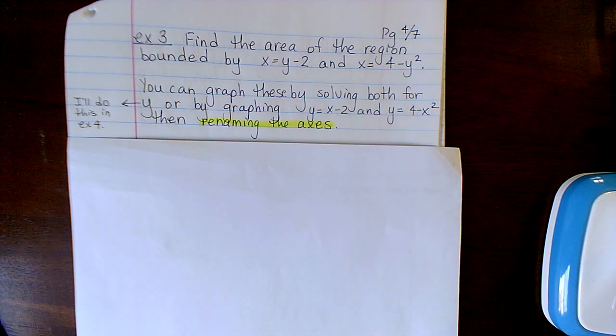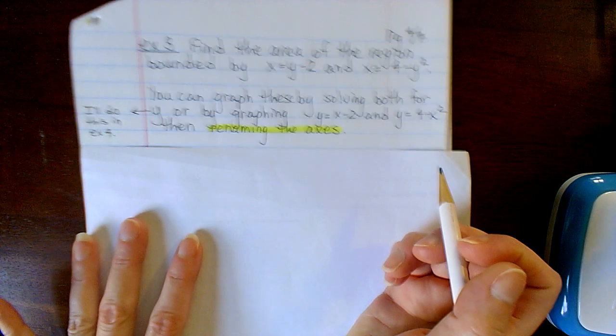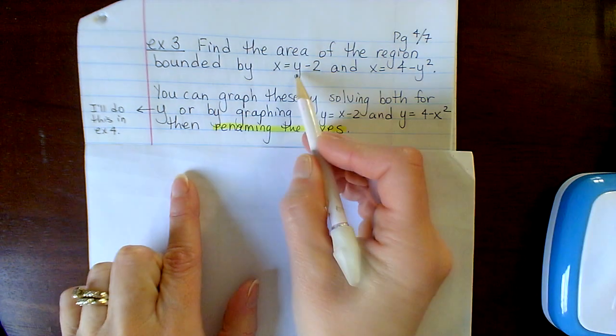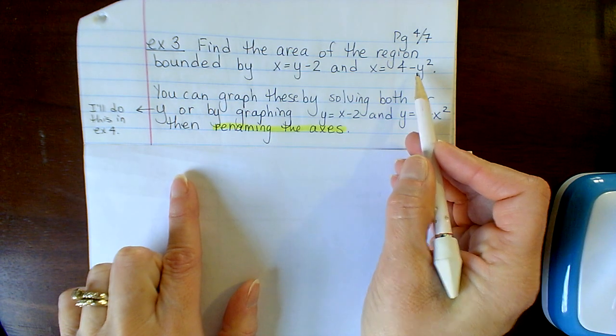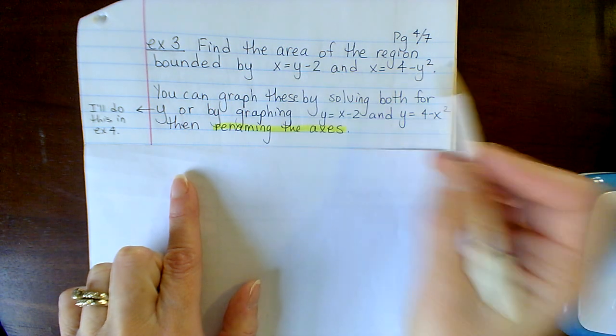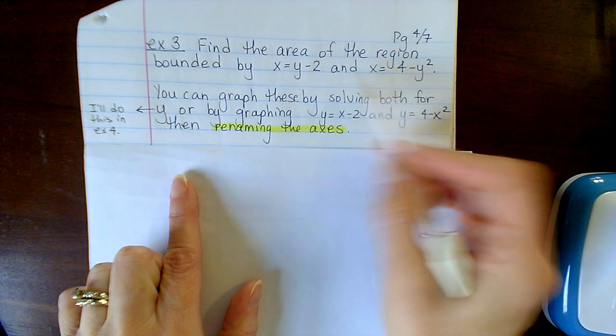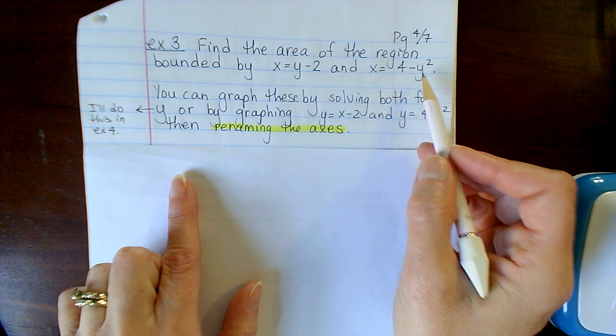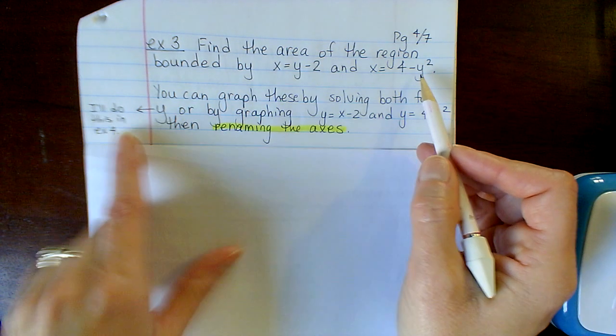All right. You could graph these by solving both of these for y. Just add 2 to both sides and get y equals x plus 2 for this one. Subtract 4, divide by -1, and take plus or minus the square root. Okay. You could do that. I'm going to do that technique in example 4.